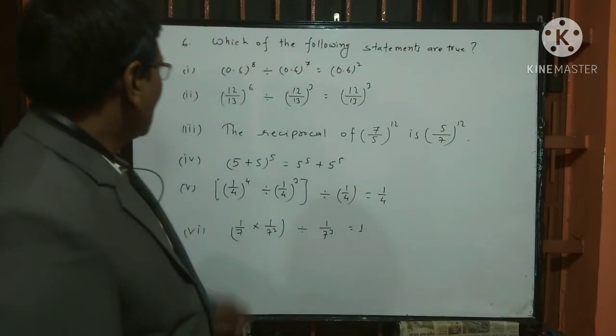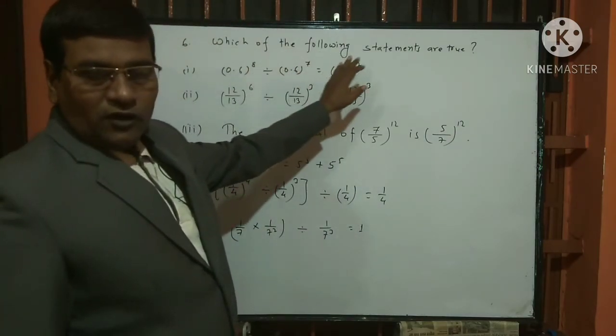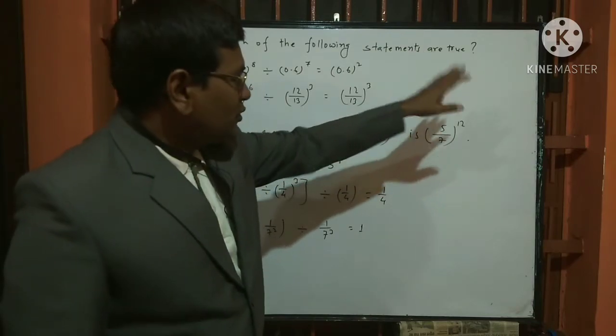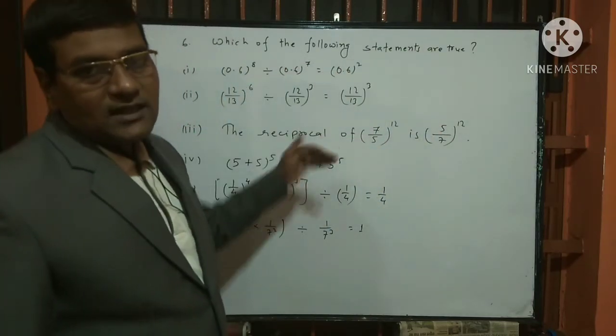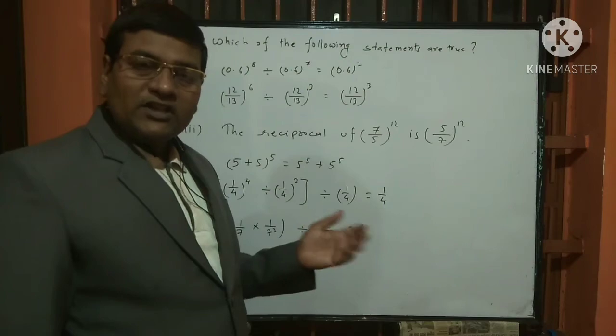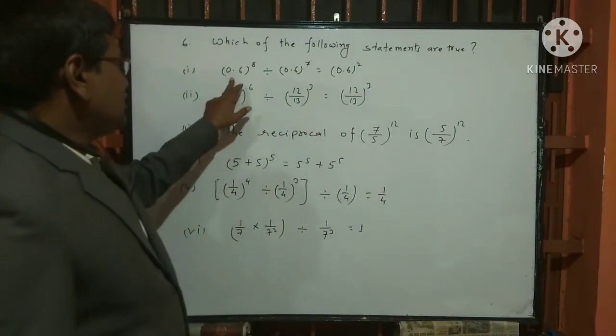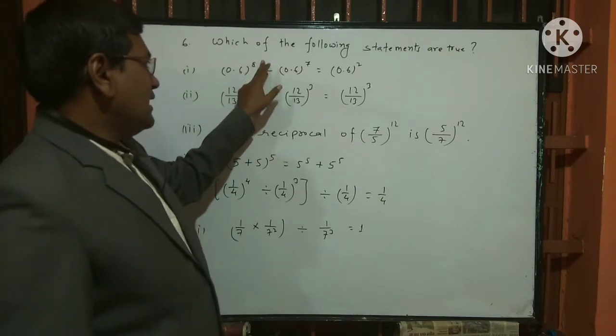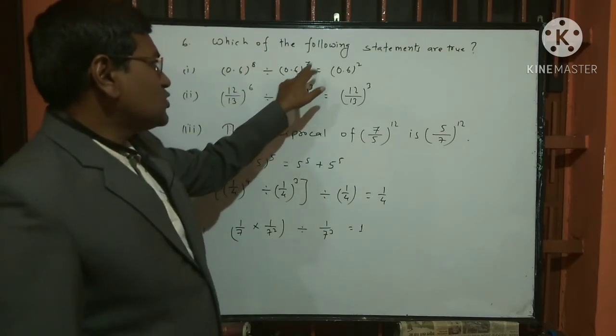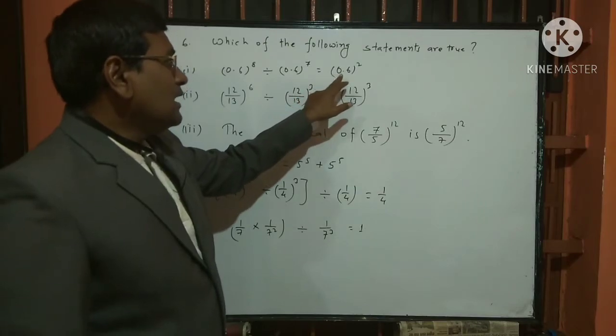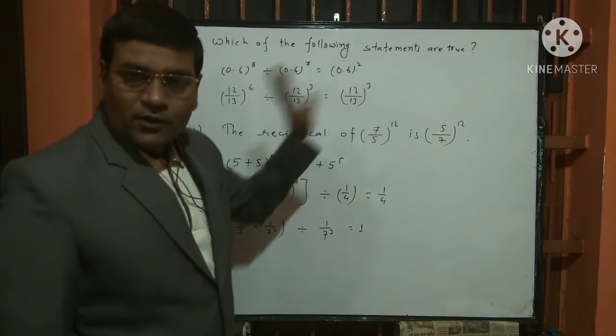6. Which of the following statements are true and which are false? We have to write both. 0.6 to the power 8 divided by 0.6 to the power 7 equals 0.6 to the power 2.